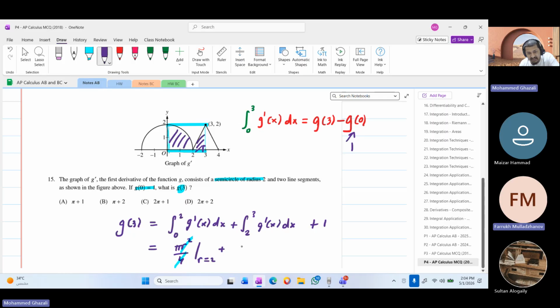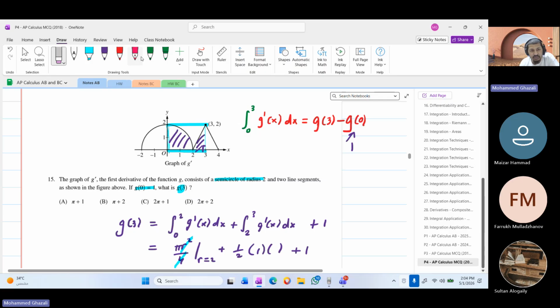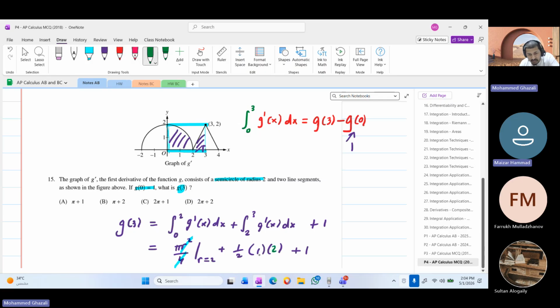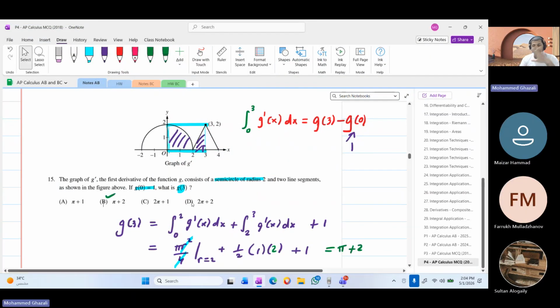And what's the area of the triangle here? Half base times height. The base is 1, the height is 2, so it's just 1. Oh yeah, the height is 2. Sorry. The height is 2, so the area is 1. So it's pi plus 2, which is B. Answer is B. Excellent. You understood this whole thing.